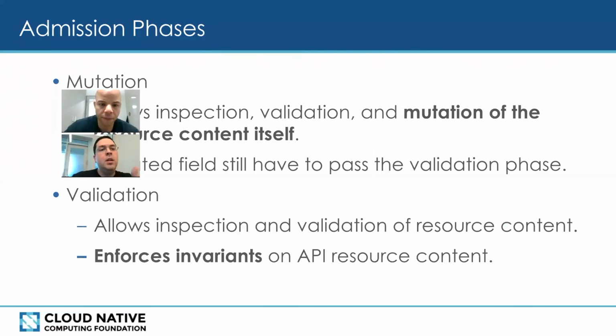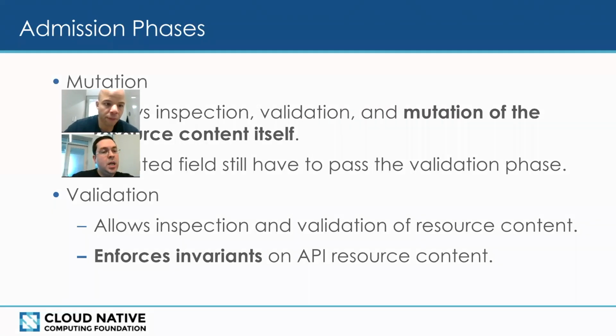So mutation is where an admission plugin gets a chance to actually change the resource content itself. A user can submit an object and say, I want to run image foo, but an admission plugin can come in and say, no, you don't really mean foo, you mean something else. It can add labels and annotations. It can change the resource in any way it wants during mutation.